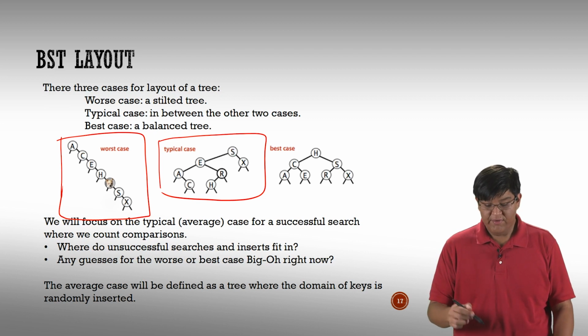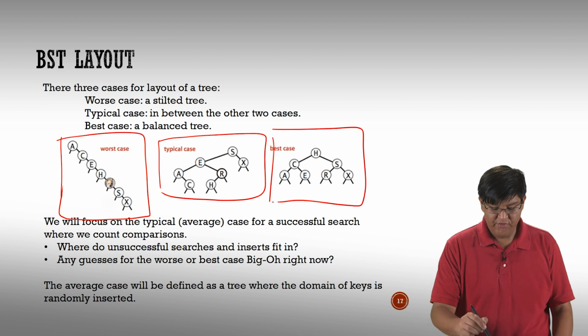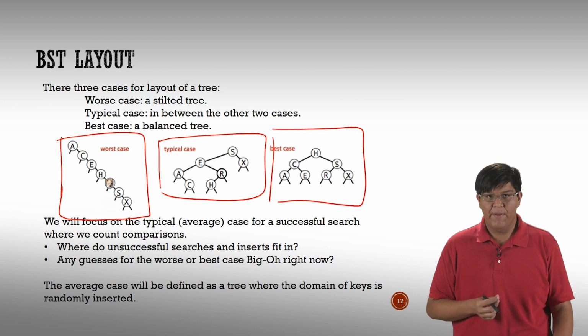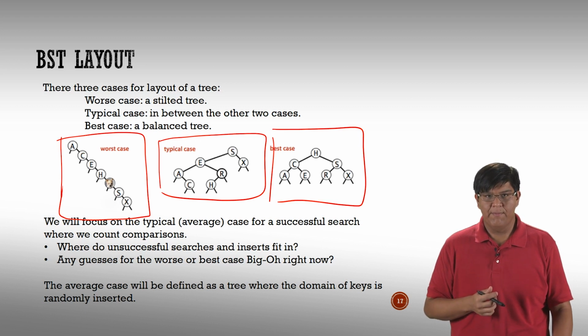Okay. The best case is over here, which is when we have a balanced tree. A balanced tree basically means everything's really close to the root. We don't have any longer paths. Everything is as close to the root as we can possibly get it.